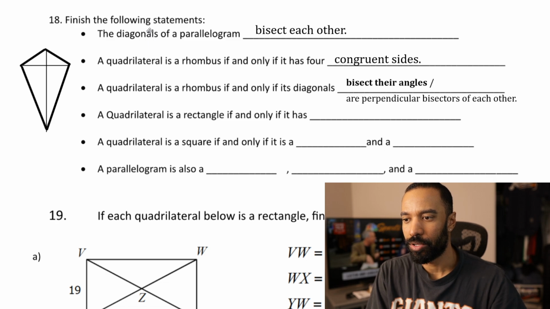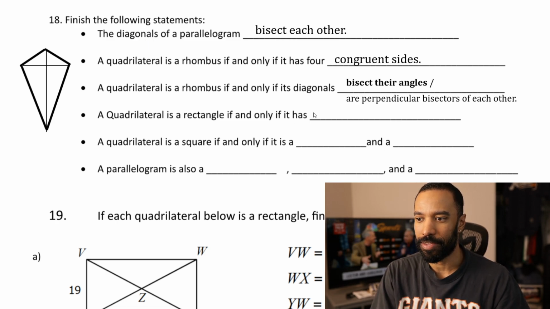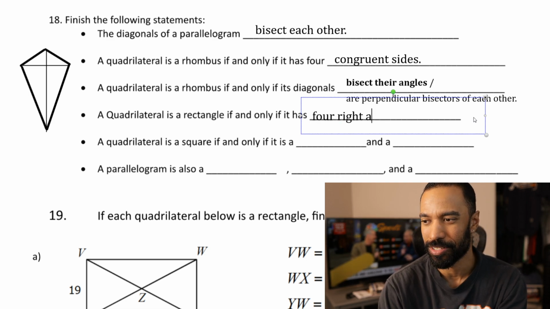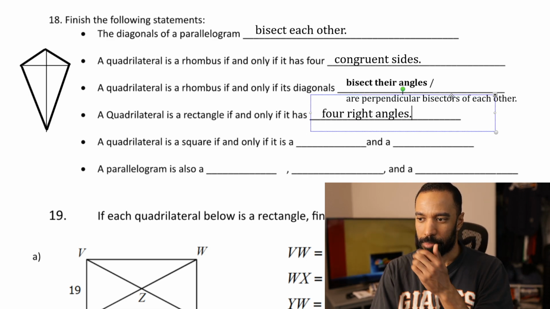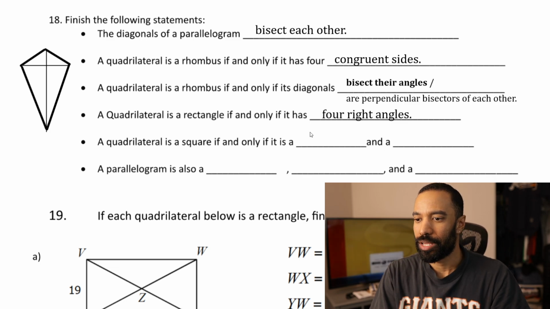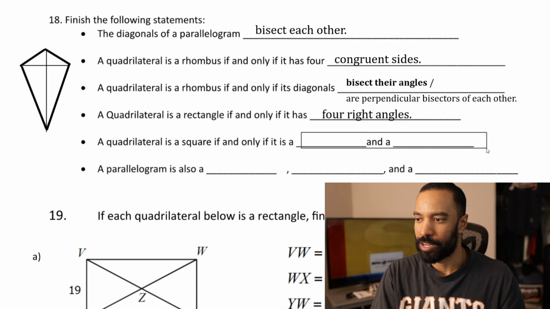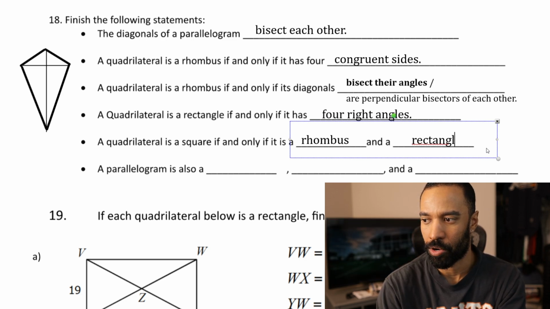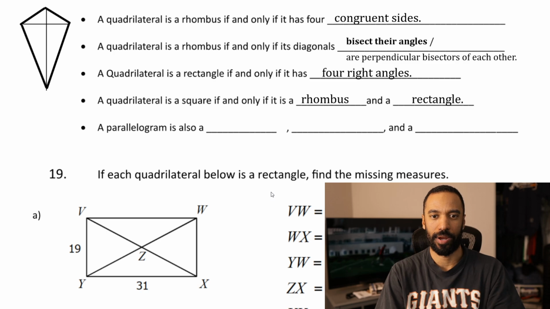A quadrilateral is a rectangle if and only if it has 4 congruent sides, 4 right angles. I was thinking of a rhombus still. A quadrilateral is a square if and only if it is, this is where we were talking about before. I'm guessing the first one's rhombus, and a rectangle. A rhombus and a rectangle is a square.